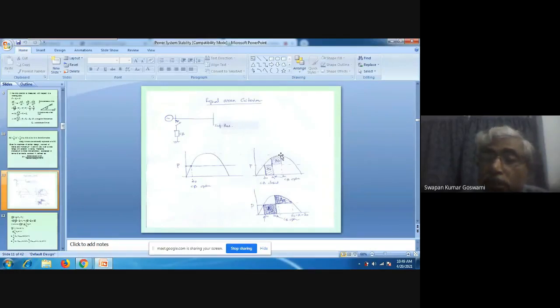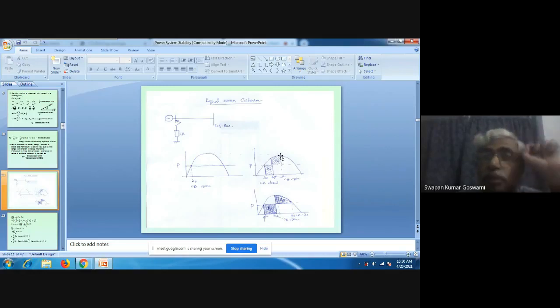Speed is above synchronous, delta is increasing, but gradually the speed is decreasing. Somewhere here, say, speed has become synchronous. We are assuming that somewhere here speed will again become synchronous. Why? Because the speed will be decreasing, because output now is greater than input. And say at this point speed again has become synchronous. Now if the speed is synchronous here, you see that still output is greater than input.